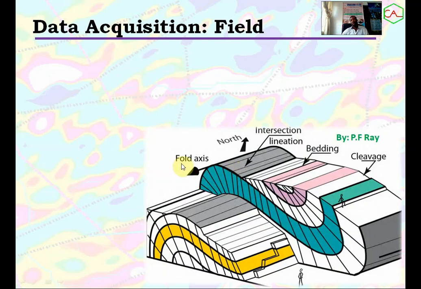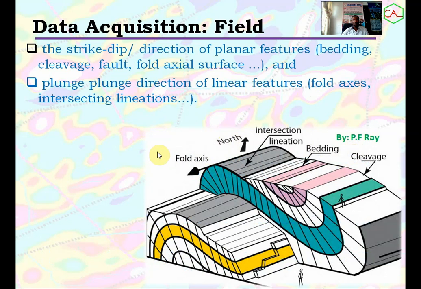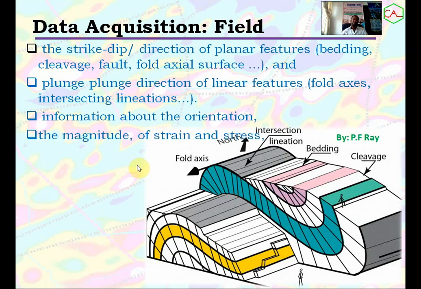Then the second way of acquiring data is from the field. By going to the field, looking at this image, you can see that we can acquire some structural data. We can measure the strike and the dip of planar features. We can also measure the plunge directions. We can also gather some information about the orientation of structures.